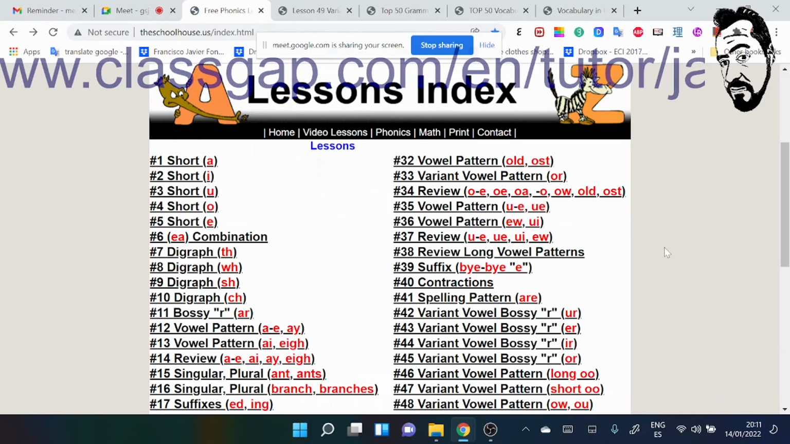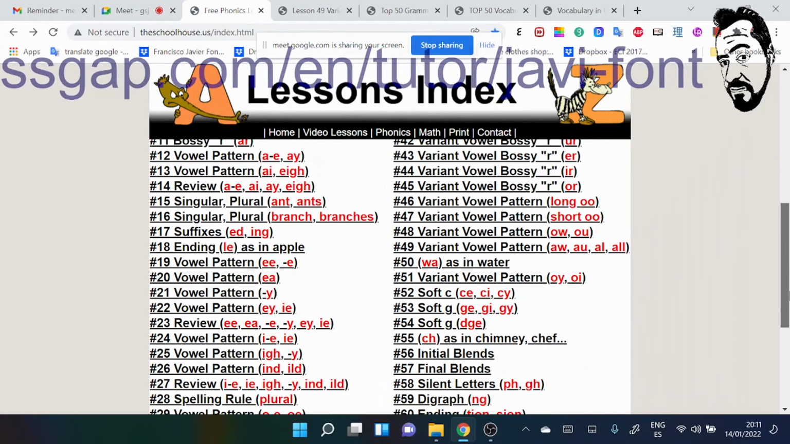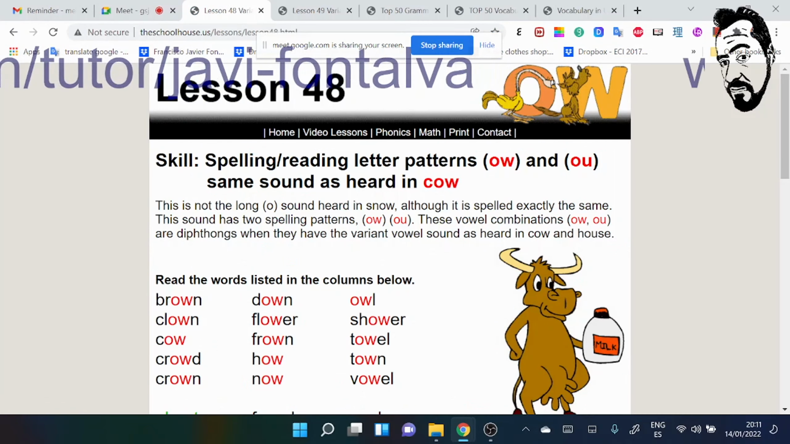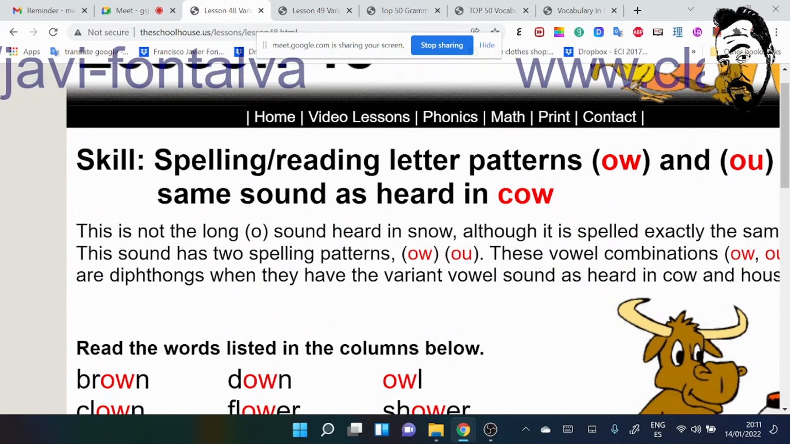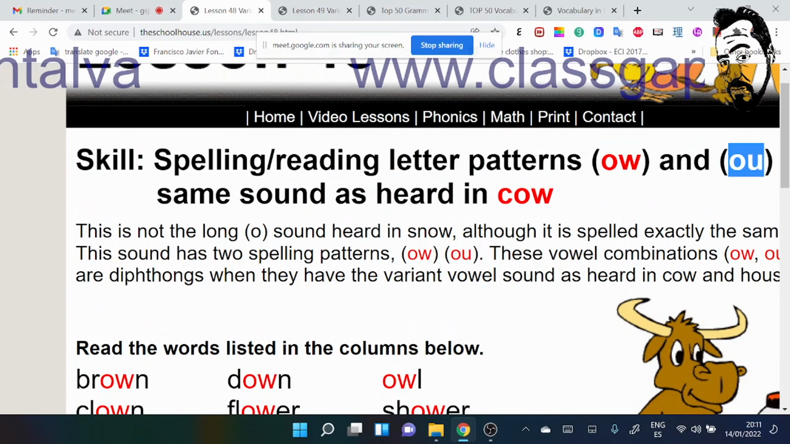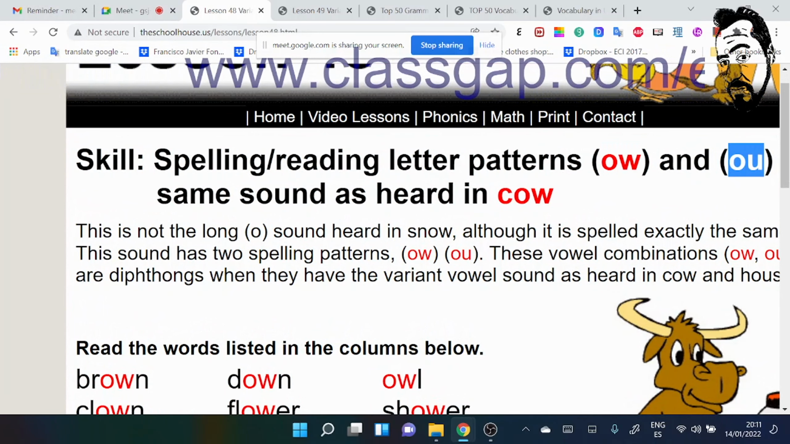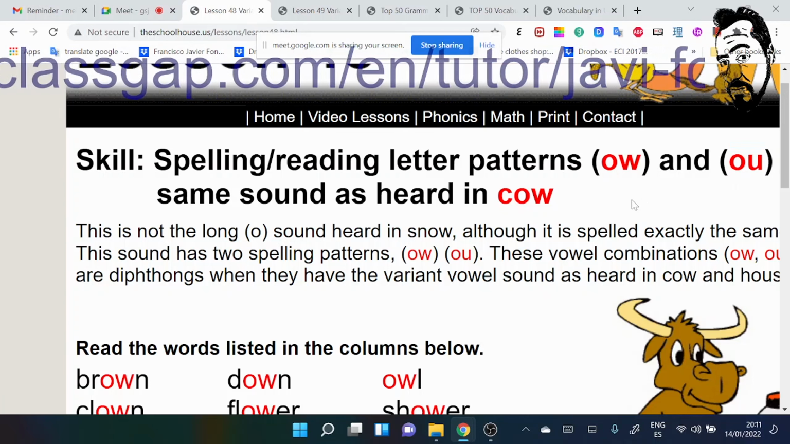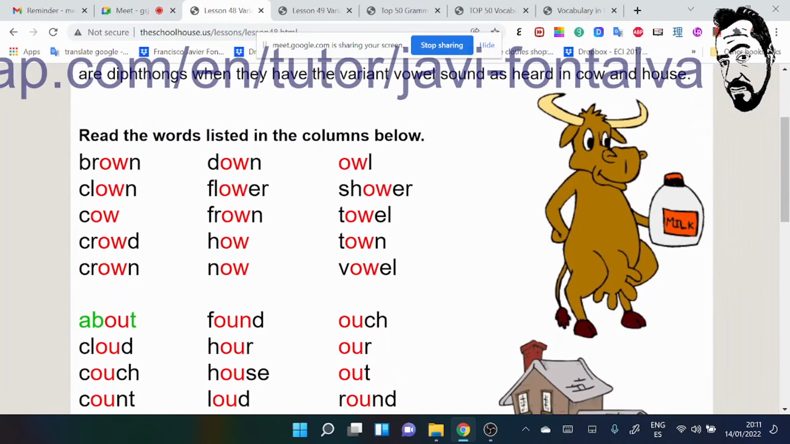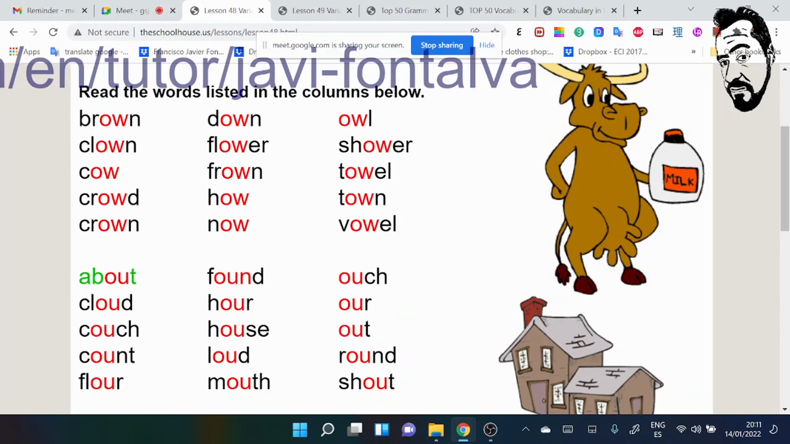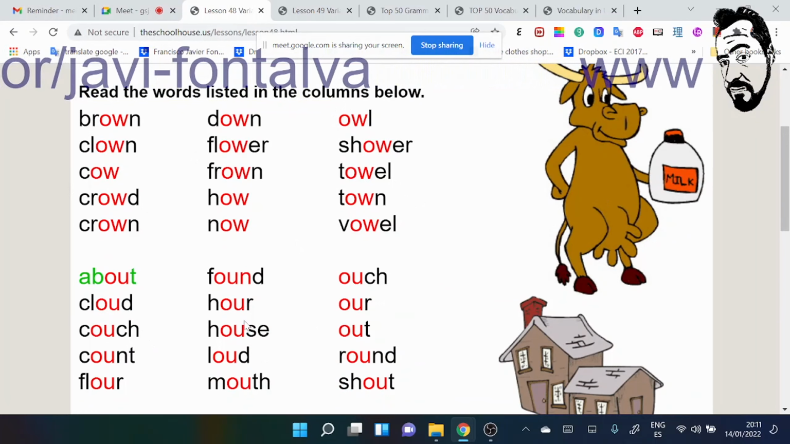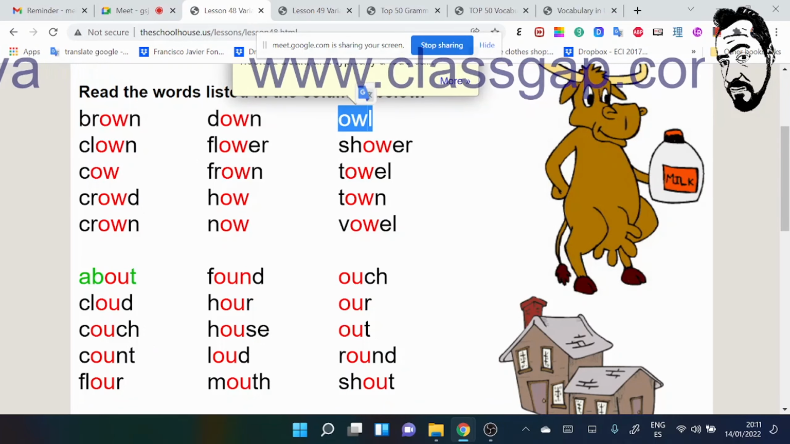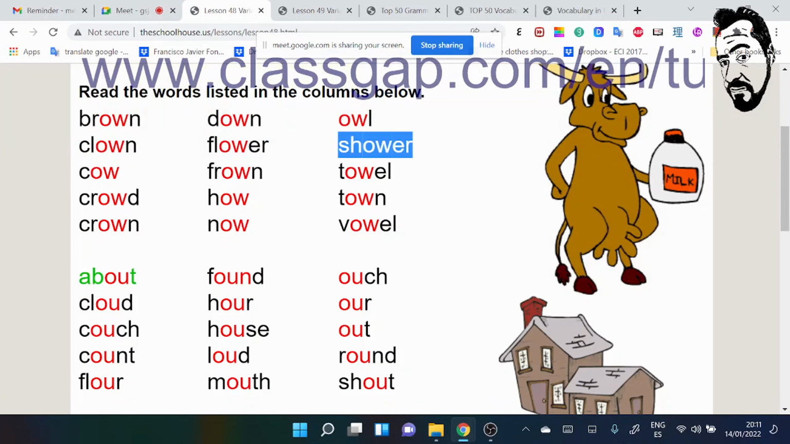Okay. OU or OW, it doesn't matter. This one usually, not always, but usually is pronounced ow. Ow. Like cow, for example. So all of these words you see here, the pronunciation is ow. So we say brown, down, owl, clown, flower, shower.